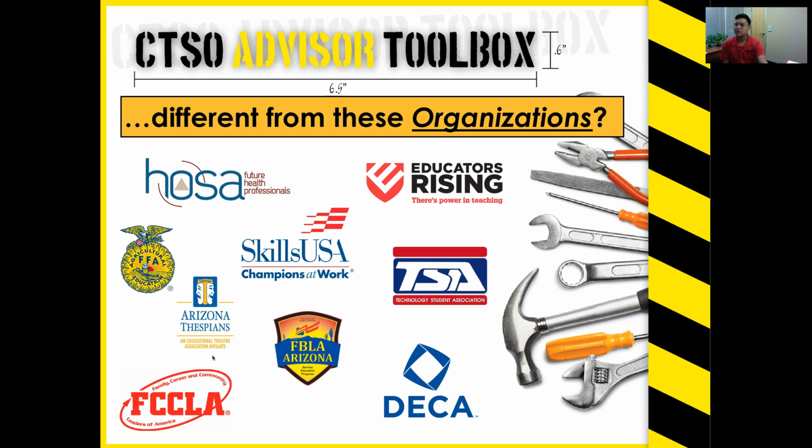And why are these organizations? You have HOSA, Skills USA, TSA, DECA, FBLA. Thespians is a new one. FCCLA, FFA, and my personal favorite, Ed Rising. So take a moment and think, how are those clubs different from these organizations?